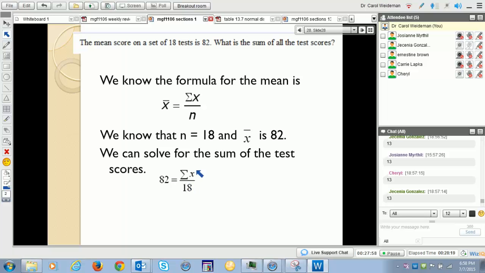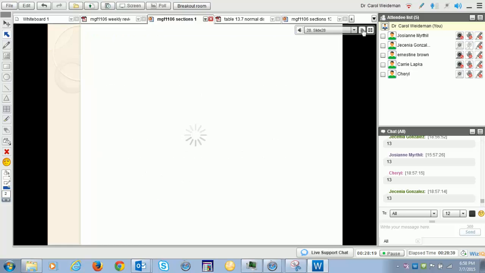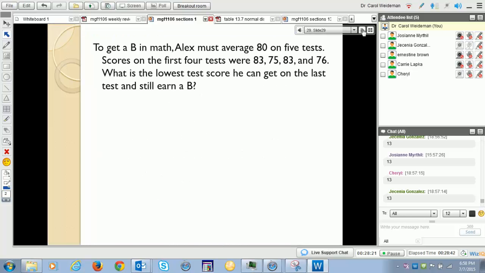and they want us to find this. So what am I going to do? I'm going to multiply both sides by 18, and the sum is 1,476. Okay, so if you went back now and took this and divided by 18, you better get back to the mean of 82 that you were given. So just a little bit different way to think about the problem. All right, now the reason we did this one is because, let's work on a couple other problems along the same lines. This is the kind of question that instructors get a lot of times.